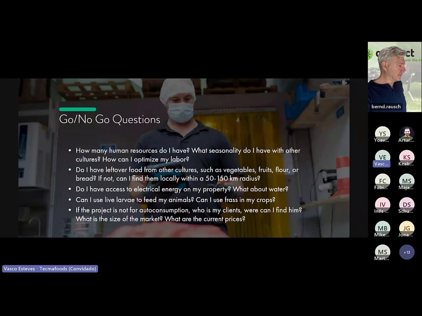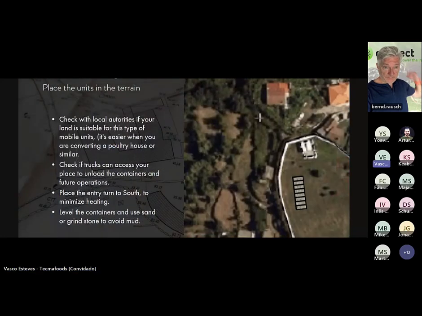And can I use the live larva? This is controversial, because in some countries it's not possible to feed my animals with it, for example, flocks of chickens or aquaculture. And can I use the frass in my crops? It also changes from country to country. And if the project is not for self-consumption, what can I do? Where can I find my clients?